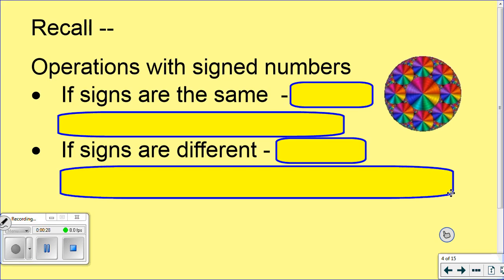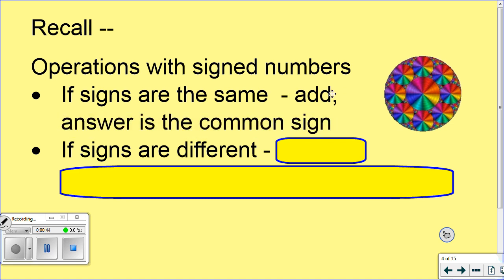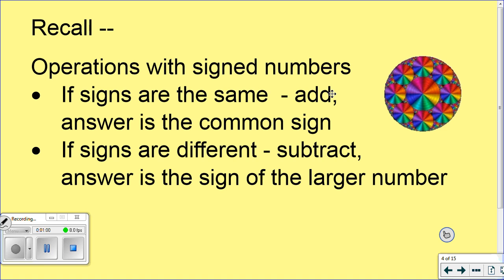So just remember from previous years that operations with signed numbers follow a couple of rules. If the signs are the same, what happens? So if you have like a positive 2 plus a positive 3, if we add those, the answer is going to be the common sign, right? If the signs are different, we're going to subtract, and the answer is going to be the sign of the larger number. So we're going to go through a couple of examples just to remember what that's about.